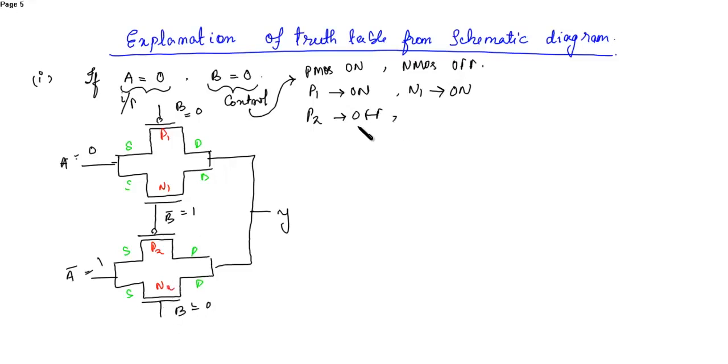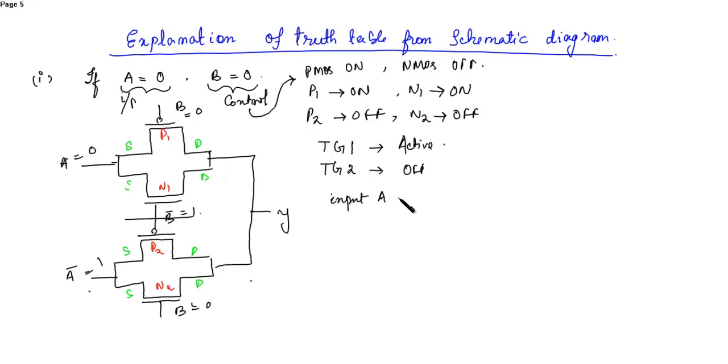Similarly here B is 0. So when 0 is applied at NMOS, then that will also turn off. So the transmission gate 1 is activated. It's active and the other is off. That is, input will not pass to the output. So here the input A will pass to the output.